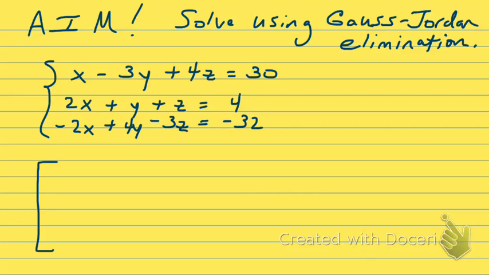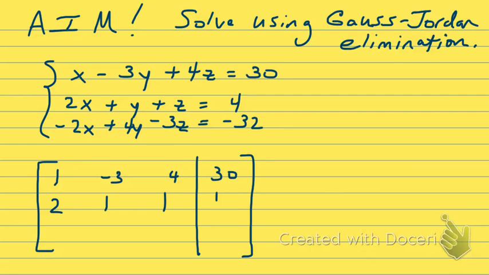Begin by writing the augmented matrix: 1, -3, 4, cross the line, 30. Next, 2, 1, 1, on the other side, 4. Next, -2, 4, -3, -32.